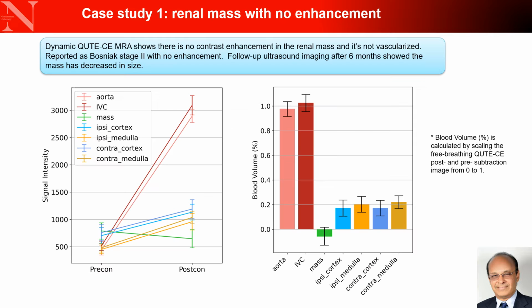The dynamic QTCE-MRA scans showed that there was no contrast enhancement in the renal mass, and therefore it's not vascularized. We reported it as Bosniak stage 2F with no enhancement. Indeed, follow-up ultrasound imaging after 6 months showed that the mass has decreased in size, consistent with the MRA diagnosis.